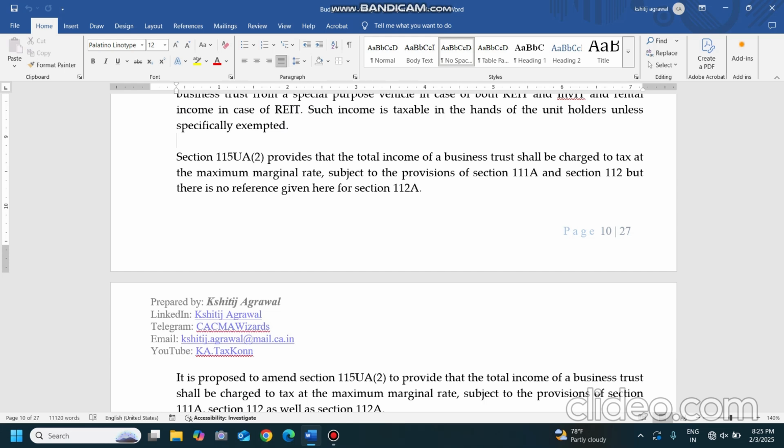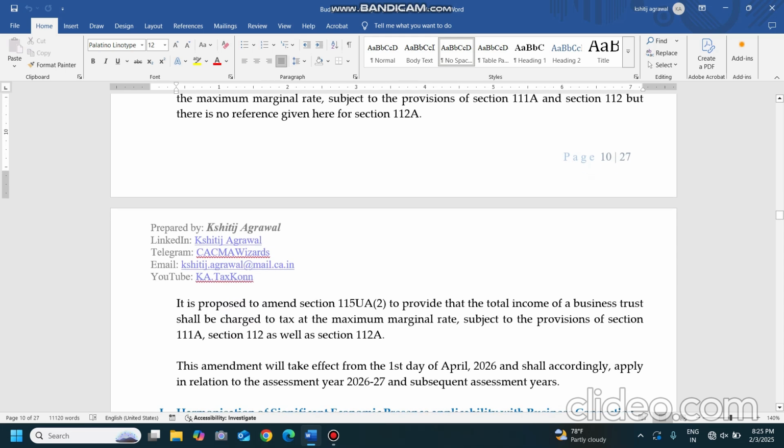But now what is done? They have included the reference to 112A because the department thought that including 111A, short-term income of the same category of asset was considered at a concessional rate, but earlier long-term capital gain of those kinds of assets, like units of equity-oriented fund, units of business trust, or listed securities, if it is of long-term nature, was being taxed at the maximum marginal rate. Now, in order to avoid this ambiguity, they have included the 112A reference in this section.